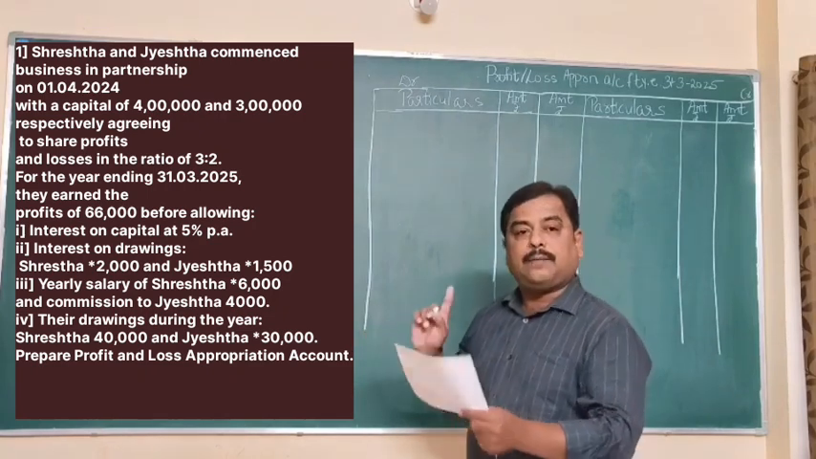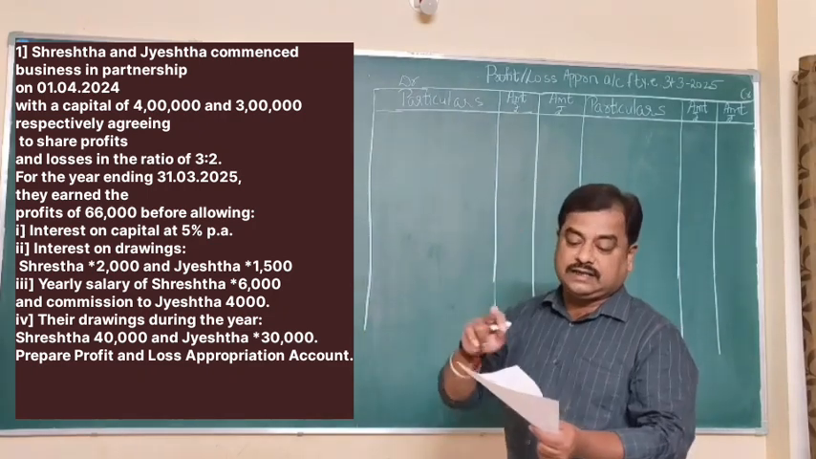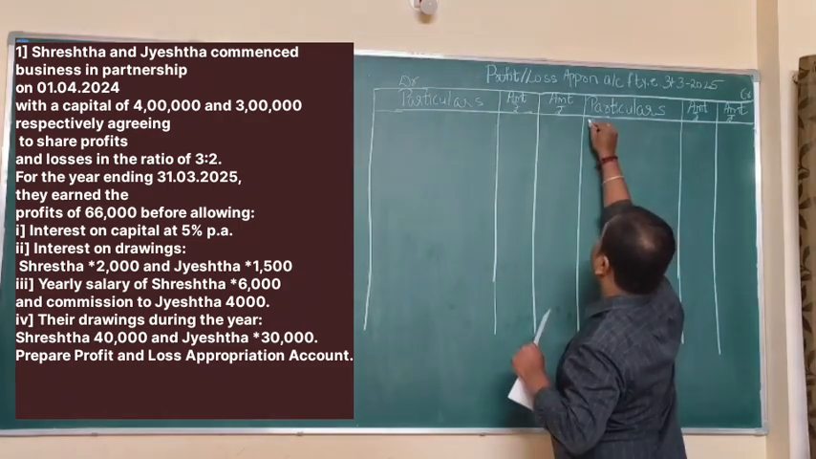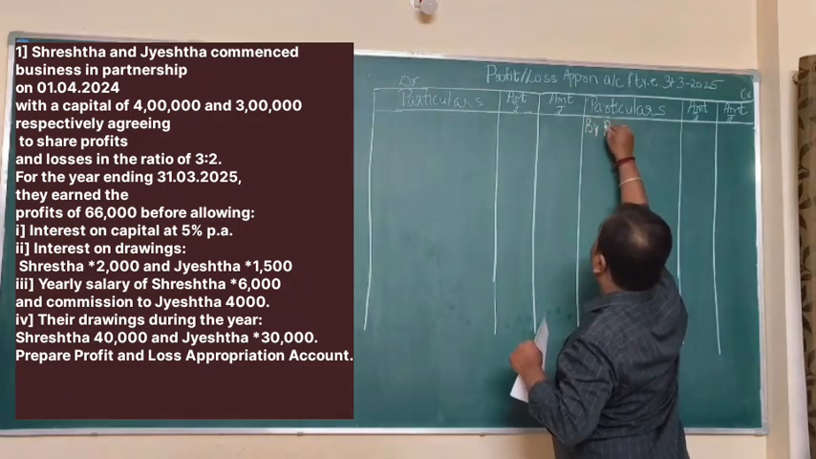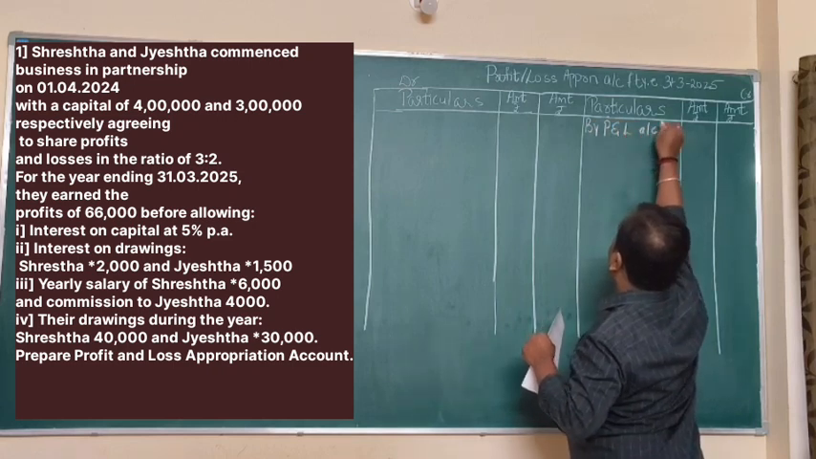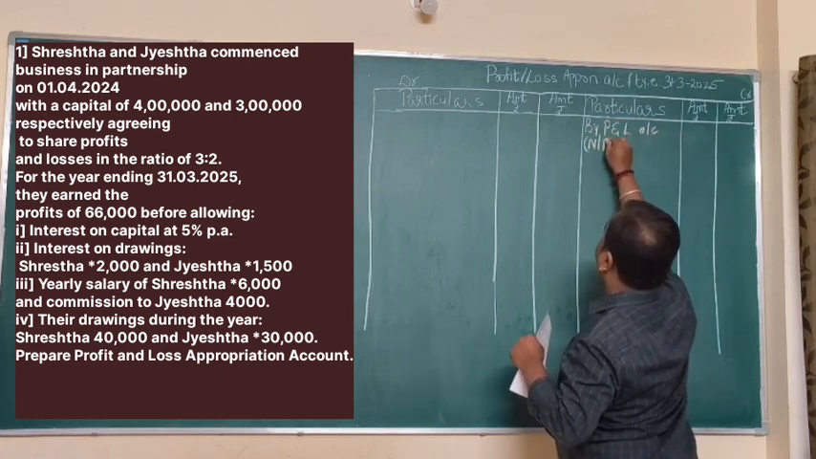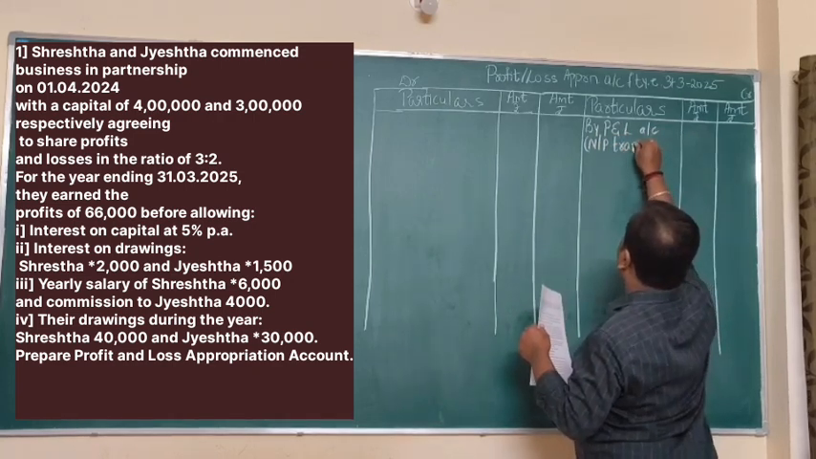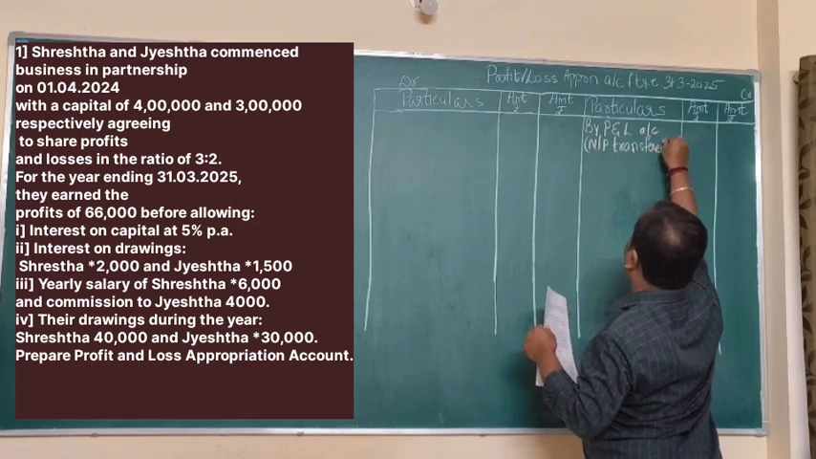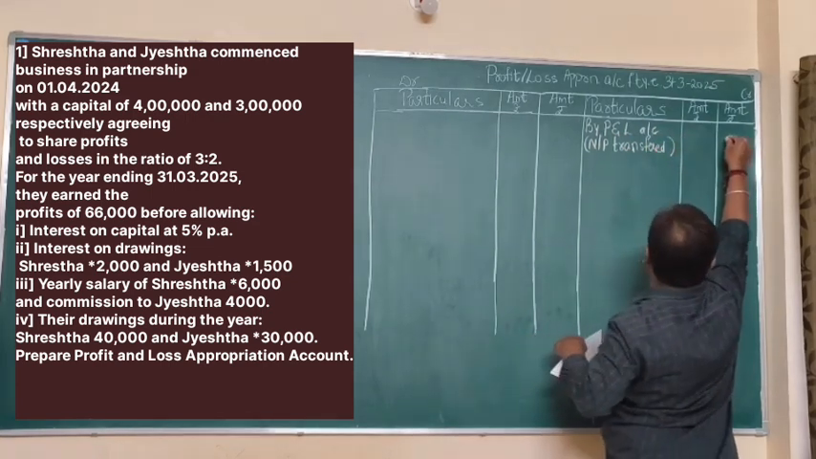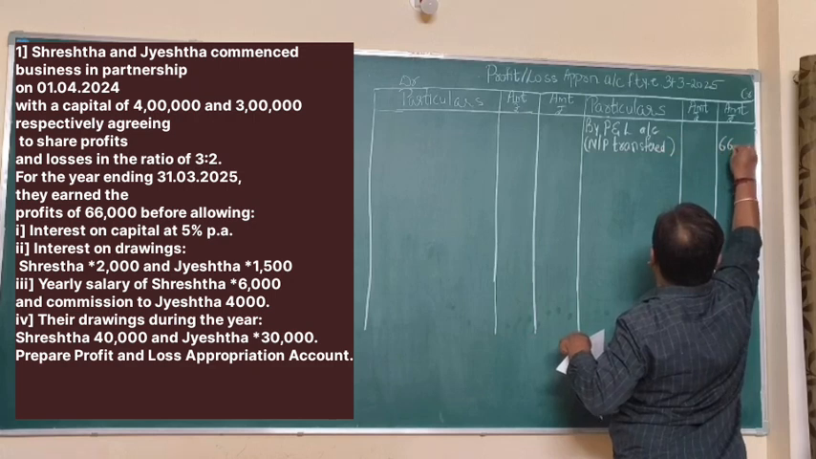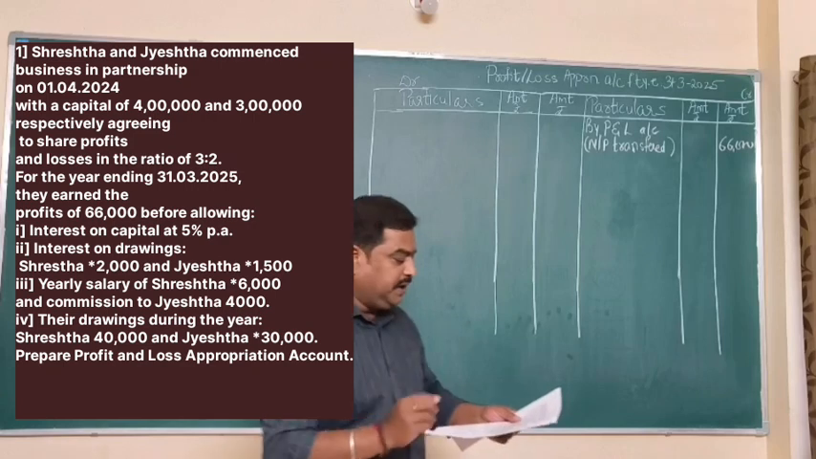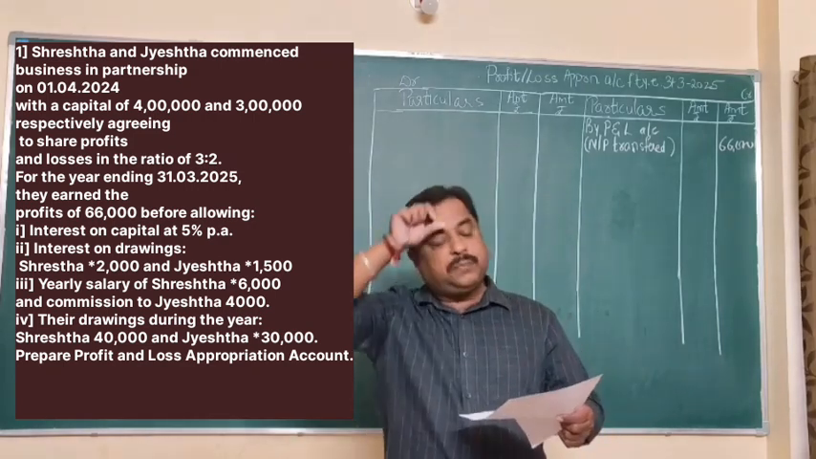Okay, so what is the first amount? What we take here? The net profit transferred. What is the net profit before making the above adjustments? 66,000 rupees. So it comes here by profit and loss account. In the bracket what you should write? Net profit transferred. How much is the net profit transferred here? That is 66,000. You can write this figure in the outer column directly. So what is the net profit transferred? 66,000 rupees.